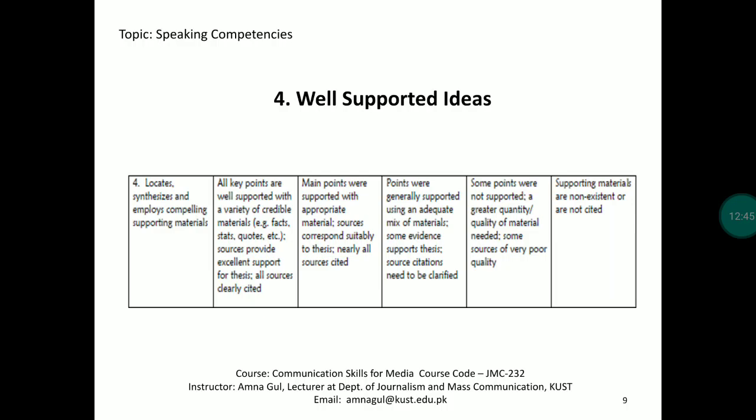Moving on to the fourth competence, which is well-supported ideas. A student locates, synthesizes, and employs compelling supporting material. Now, for an advanced level student or presenter, all his key points are well supported with a variety of credible material that can be facts, statistics, quotes, etc. Sources provide excellent support for his thesis, and all sources are clearly cited.